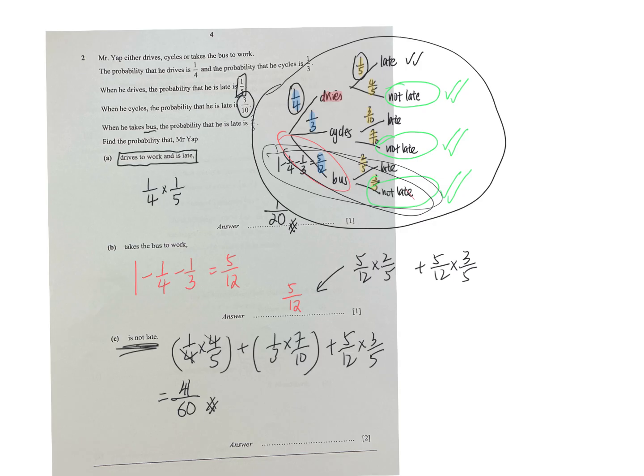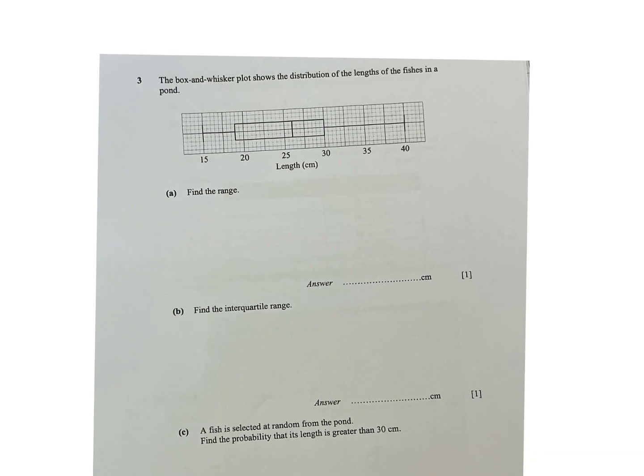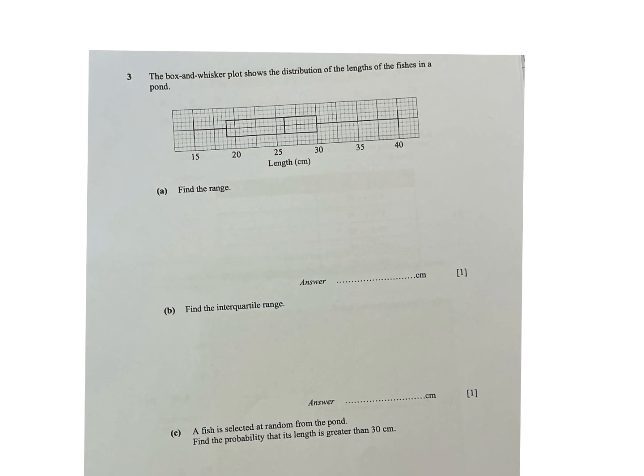Okay, next one. Number 3, box and whiskers. If you are asked, you must score. I don't know why some of you read it wrongly. You are young and have a good pair of eyes, but why read wrongly? This one, range is maximum minus minimum. So the maximum is 40. The minimum is 15. So the range is 25.